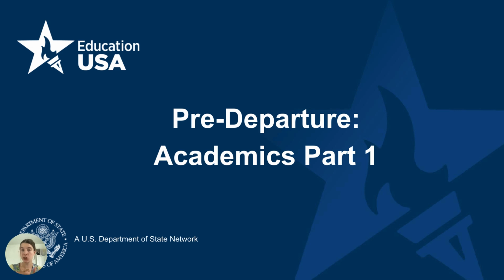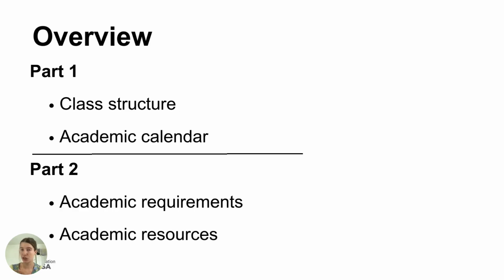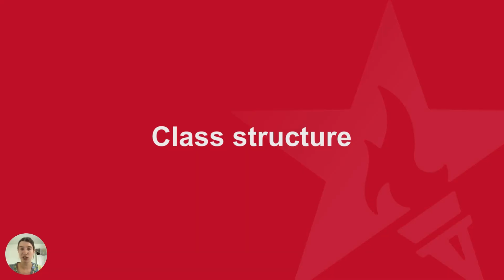I've split this presentation into two videos because there's kind of a lot of ground to cover. So this is academics part one, in which we will cover class structure, grading, syllabi, stuff like that, as well as the academic calendar. And part two will include academic requirements, majors, academic resources. And so if that is of more interest to you, feel free to skip to that video. But without further ado, I'll jump right in.